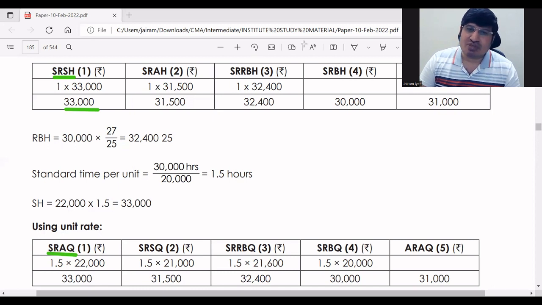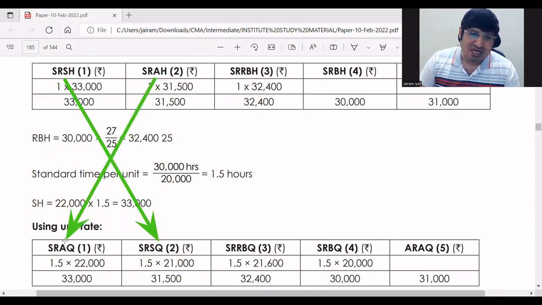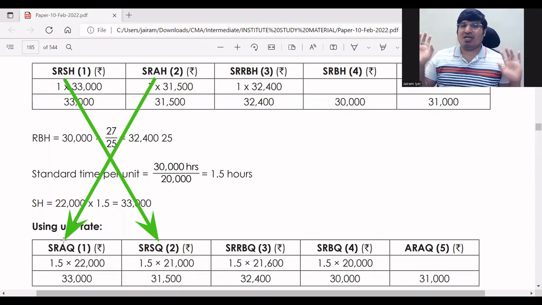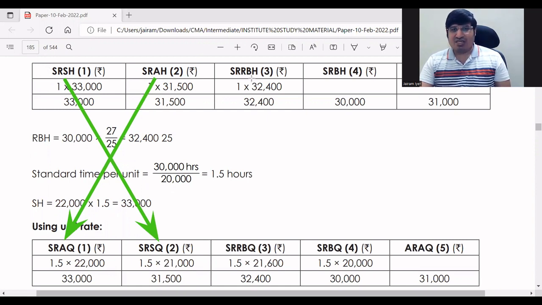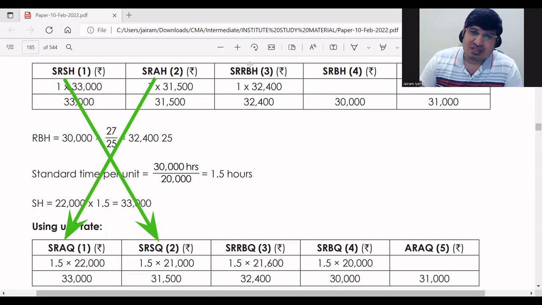So for the first two, just remember: here you have SR and SH, so SR and SQ will be number 2, and here SR and AH, so SR and AQ will be number 1. This is the only change. This you have to memorize: SR SH, SR into AH, SR into RBH, SR into BH, and AR into AH, the last one, the actual one. All this you'll have to learn. If you remember this, it is enough.